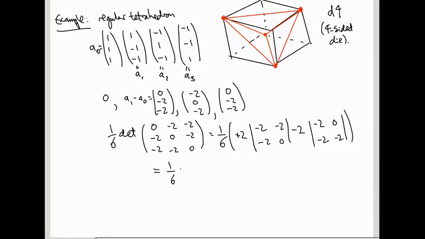So this is 1 over 6 times 2 times, so what's this determinant? Nothing minus minus, so that's 3 minuses, that's minus 4. And here we've got minus, and then some more minuses. So again, this is in total minus 4, because, sorry, I took the factor of 2 out already. So this is minus 8, times 2 is minus 16, so minus 16 over 6. And remember, we have to take the absolute value to get the volume, so the volume of this regular tetrahedron with these vertices is 16 over 6.